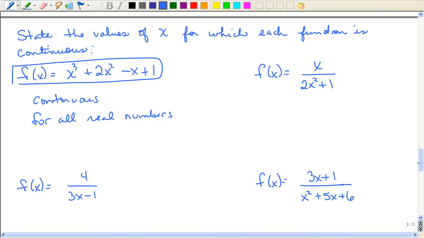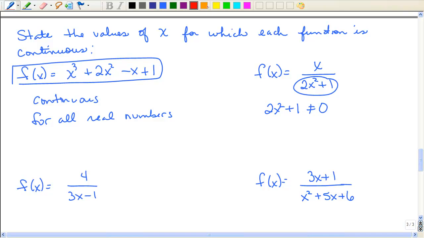Okay, now let's look at this one. Ooh, I do have a fraction. Well, we talked about way back about the domain. Remember, you cannot divide by 0. That would give you an asymptote or possibly a hole in the graph. Well, let's see. So I know that 2x squared plus 1 cannot be 0. Well, is that ever going to be 0?